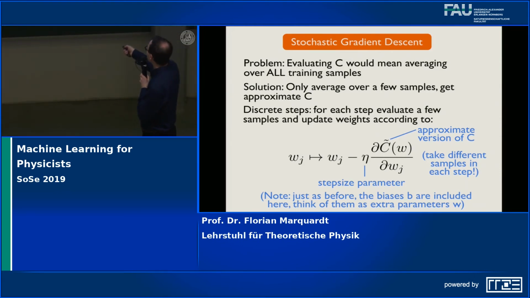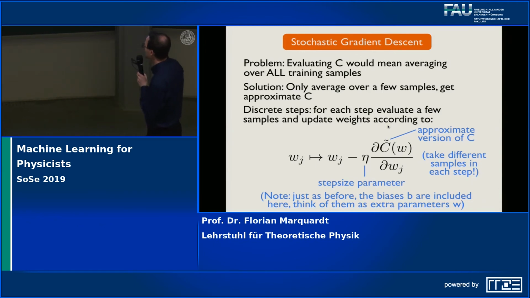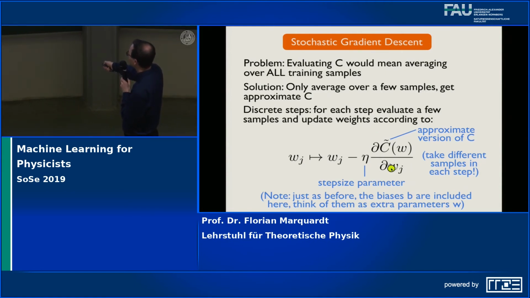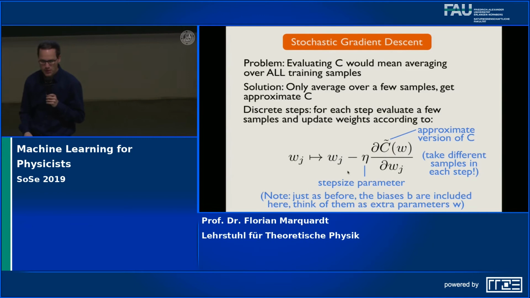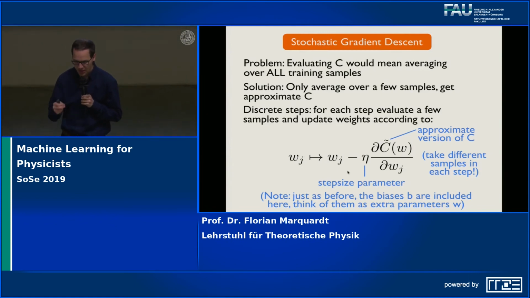So in the following few slides, in order to distinguish my approximate version of the cost function from the true cost function that is averaged over all training samples, I will always put a little C tilde. So C tilde is an approximate version, a stochastic sample of the true cost function. Okay. And then I would take the gradient of this with respect to the parameters W. I take the negative gradient, so there's the minus sign, and I add this to the old value W with some factor in front. That tells me how large the step size is. If I want small step sizes, I make this factor very small. It's often called the learning rate in programs. So that tells me how large the steps will be.